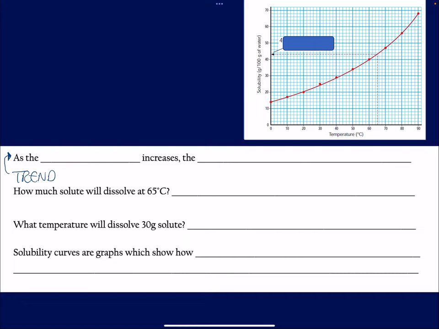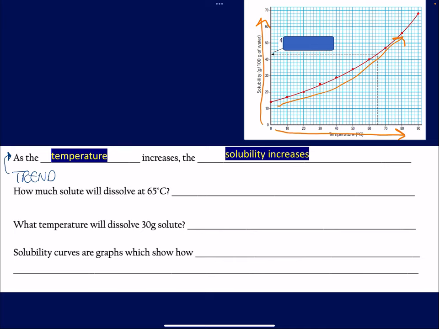So then we write it in a particular way. So for this particular graph, as the temperature increases, that's going across this way, always increasing. Then we look at what the solubility does, and as we go this way, this line is going up. So our solubility is increasing. The next thing that we can do is we can look at how much solute will dissolve at 65 degrees.